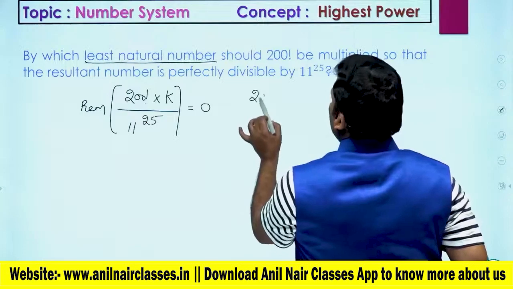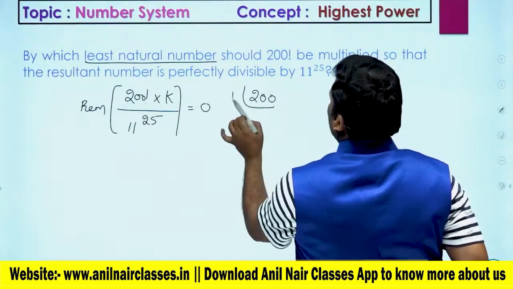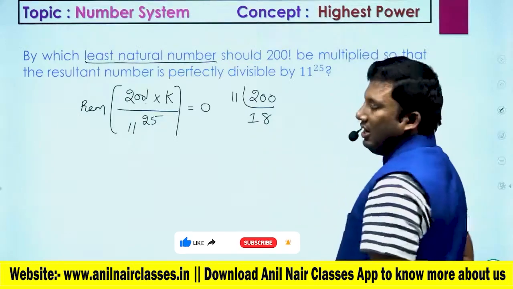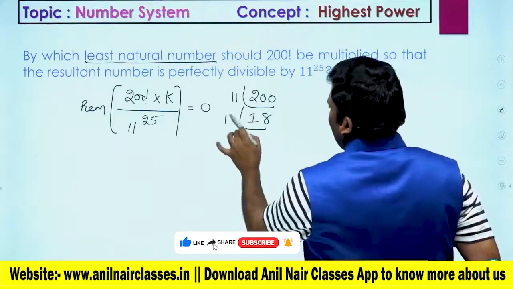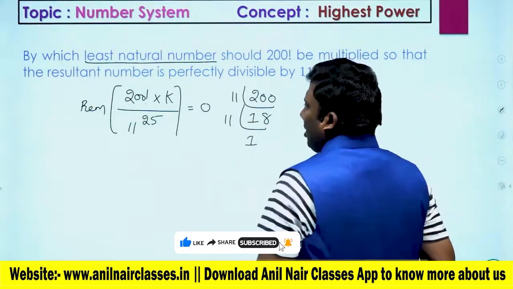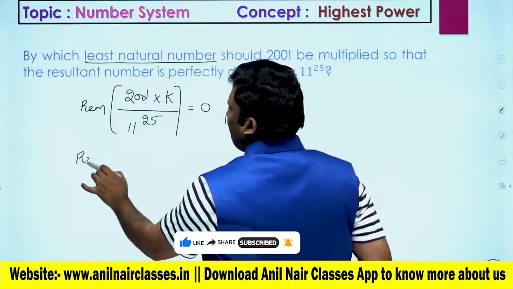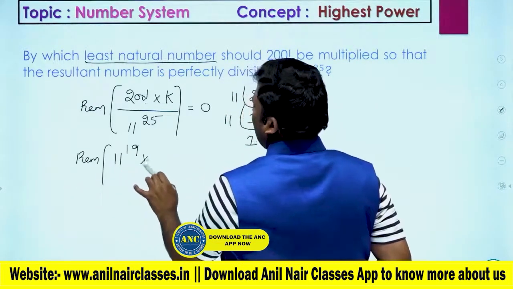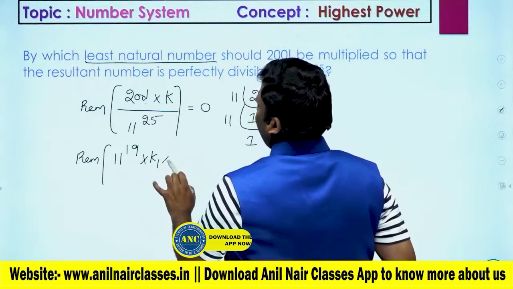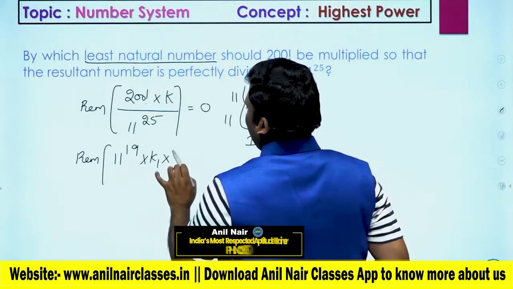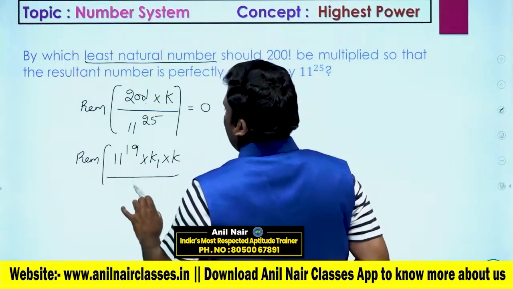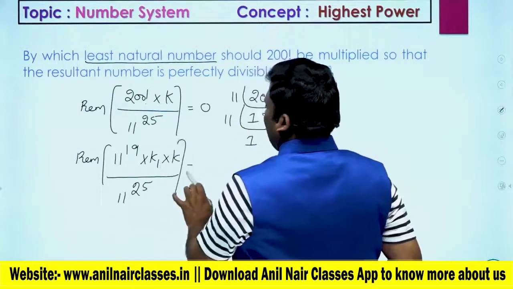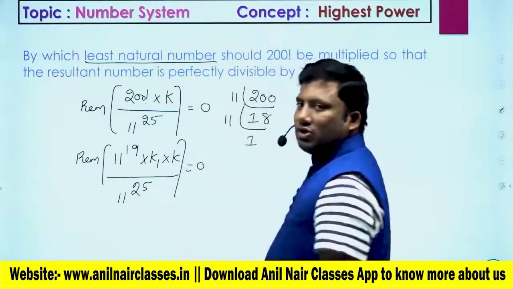200 factorial, if I divide by 11, 11 ones are 11, 90. 11 eights are 88. Again, 11 ones are 11. That means 200 factorial as a power of 11 is 11 power 19 into k1 into k, divided by 11 power 25. Remainder should be 0.